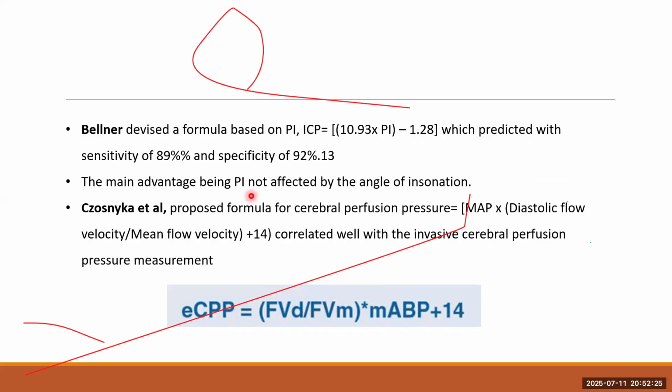This is a conversion of pulsatility index into direct ICP, whereas in the Kosnikas formula we estimate the cerebral perfusion pressure, that is the diastolic flow velocity divided by the mean flow velocity times the mean arterial pressure, plus 14. Once we obtain the CPP, we subtract the mean arterial pressure. So the CPP minus mean arterial pressure gives the ICP. So these are the two formulas which we need to know by heart, to translate our PI values into bedside non-invasive ICPs.